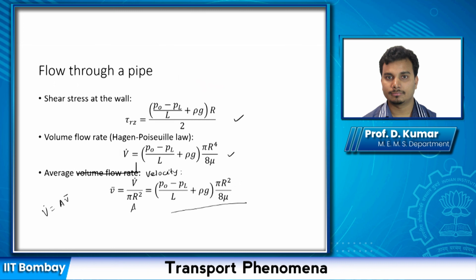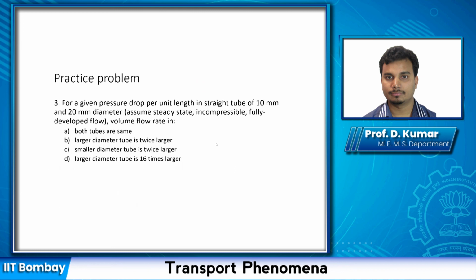I hope you have understood this clearly. So let us do this simple practice problem. For a given pressure drop per unit length in a straight tube of two diameters, it can be either 10 mm or 20 mm. You can assume steady state, incompressible, fully developed flow. So based on the discussion we just had, what would you say about the volume flow rate in these two tubes? Should they be the same? The pressure drop is fixed.